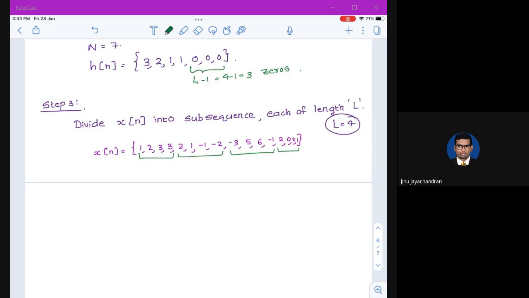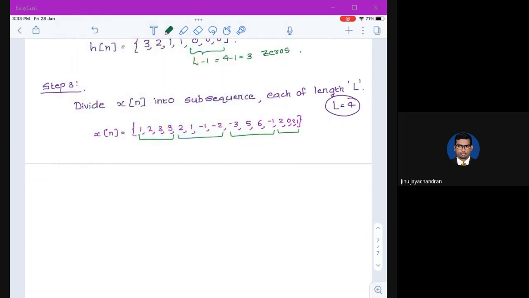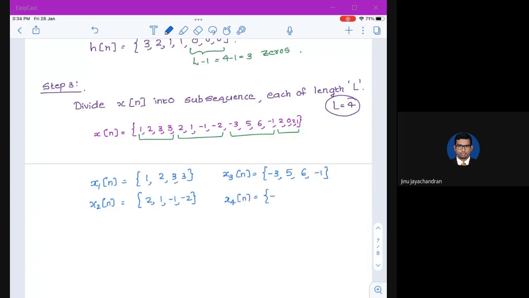Okay, so we don't want to add any zeros, just like we did in the previous question, we don't want to add or pad any zeros. We can exactly divide x of n. Okay, so let's divide x of n. So x1 of n is set 1, 2, 3, 3. x2 of n is equal to set 2, 1, minus 1, minus 2. x3 of n is equal to minus 3, 5, 6, minus 1. And x4 of n is equal to 2, 0, 2, 1. So we have divided into 4 different blocks, each of length L equal to 4.